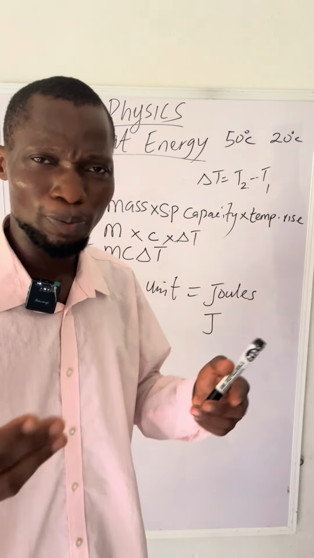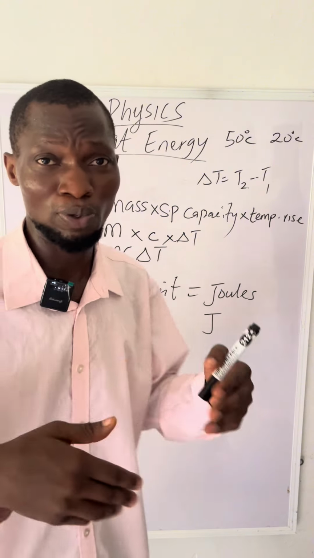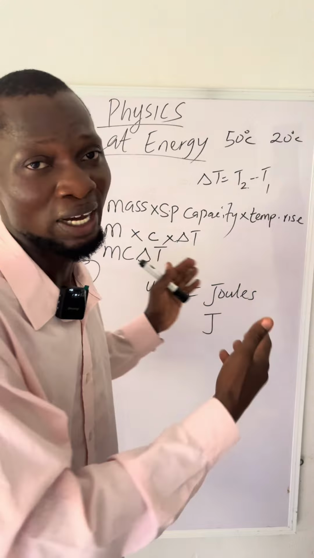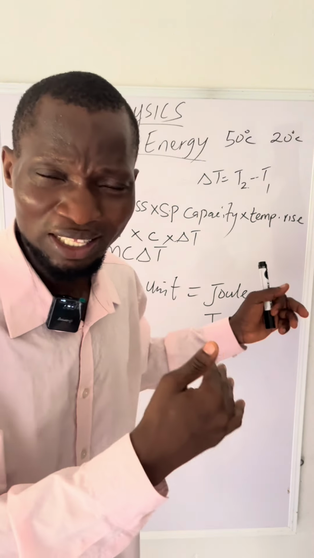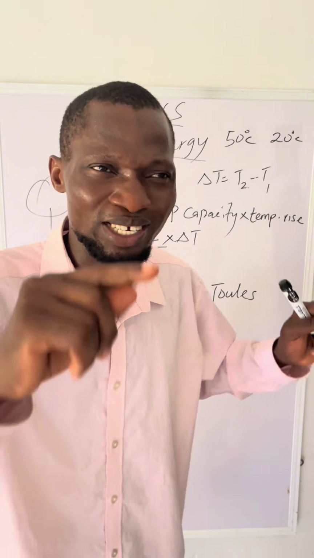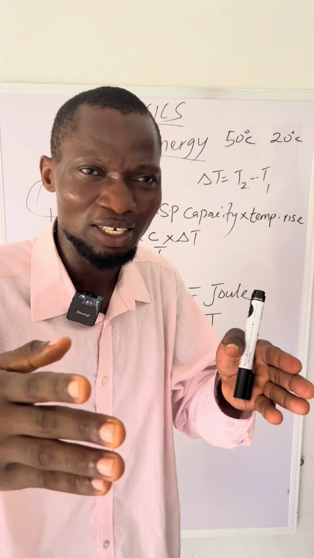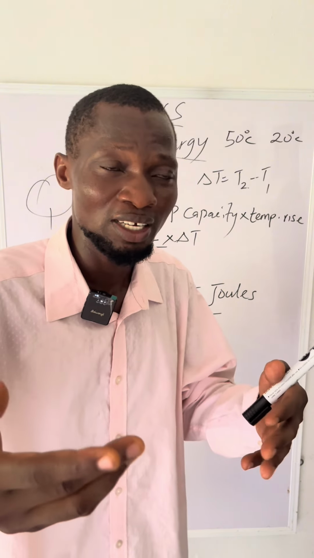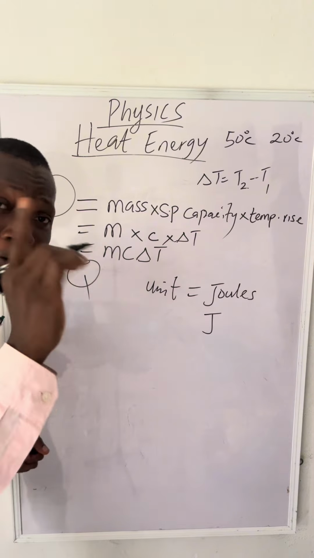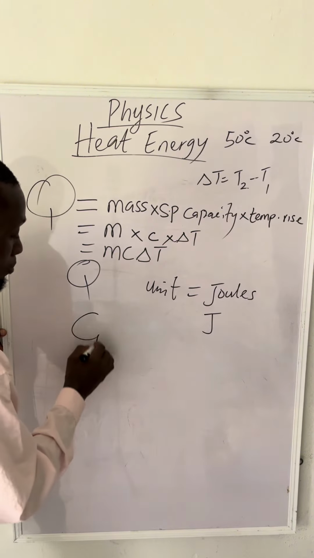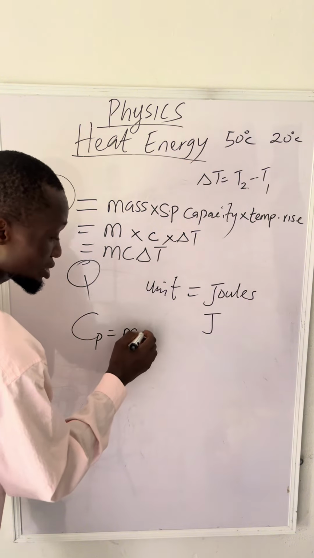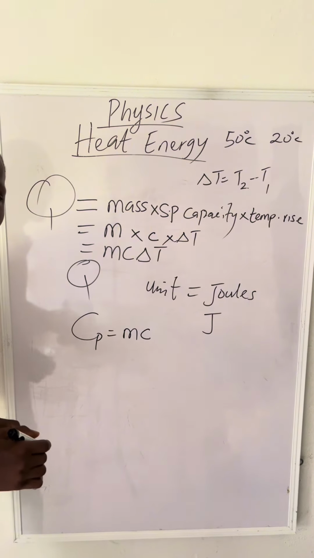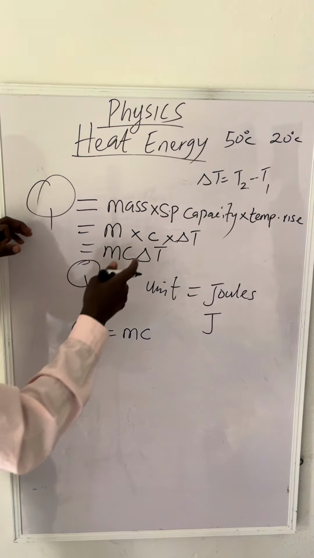Now, I'm going to be writing some questions on the board. We're going to be applying this formula with the previous one. But before I do that, don't forget that the other time we talked about heat capacity or thermal capacity. And we said that I represented thermal capacity using Cp like this. And I said it is the mass times what? Specific heat capacity, right?